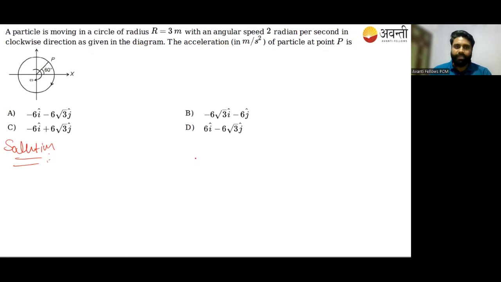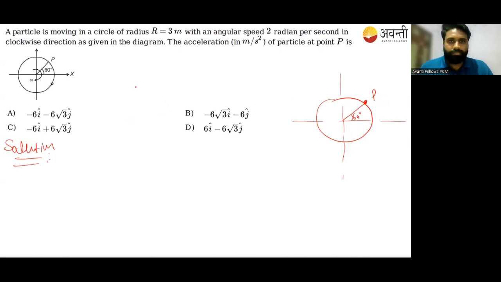So we have to find out the acceleration. Firstly, what do we need to do? This is the circle that we have. Okay. This is the point P we have at an angle of 60 degree. So we have to find out the acceleration of the particle, and here in the answer it is given in the vector form. So firstly, we have to find out the magnitude of this acceleration. So centripetal acceleration is there.